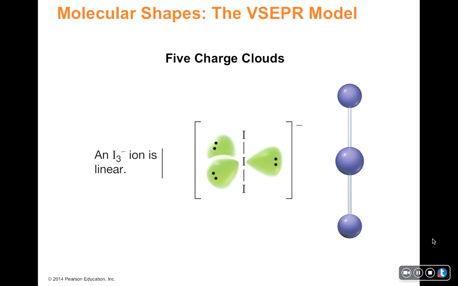You can see in the middle where those lone pairs are around the equatorial positions. So the two other iodine atoms are on the axial positions on either end, so they form a linear molecule.